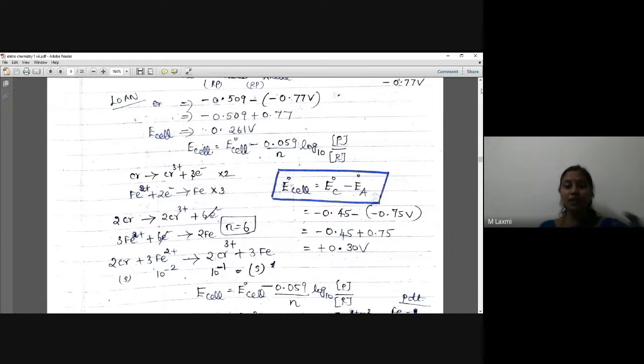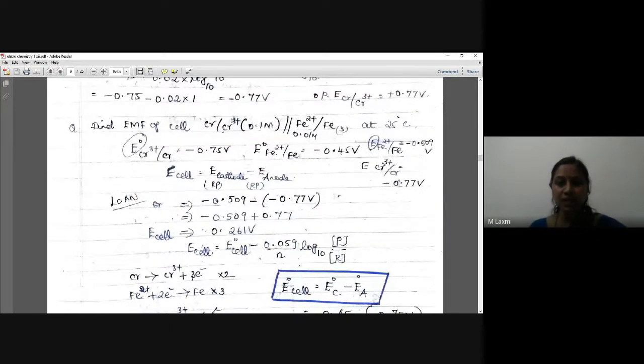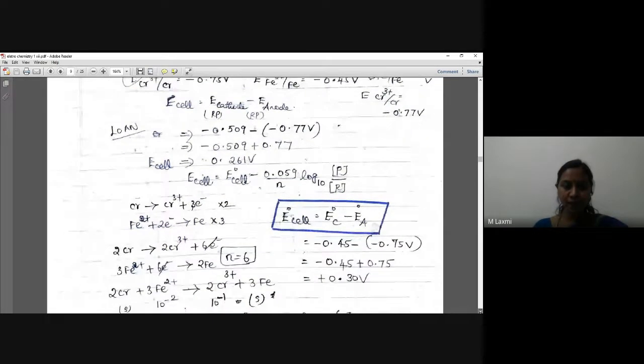I need to check for which species they have given me concentration, for which species the concentration value is given in the numerical. Let me scroll up again to show you. Look at the question they have given here. Cr3+ concentration they have given as 0.1, and Fe2+ concentration they have given as 0.01. So I know the values of Cr3+ and Fe2+ from the numerical, so I'm going to use that. Got it, Arya? Yes, ma'am.